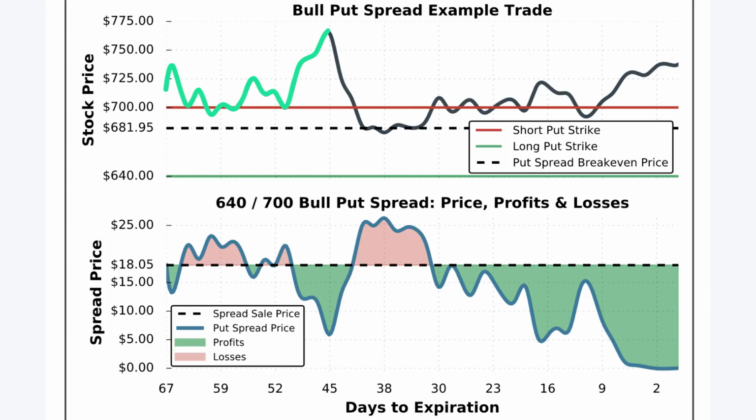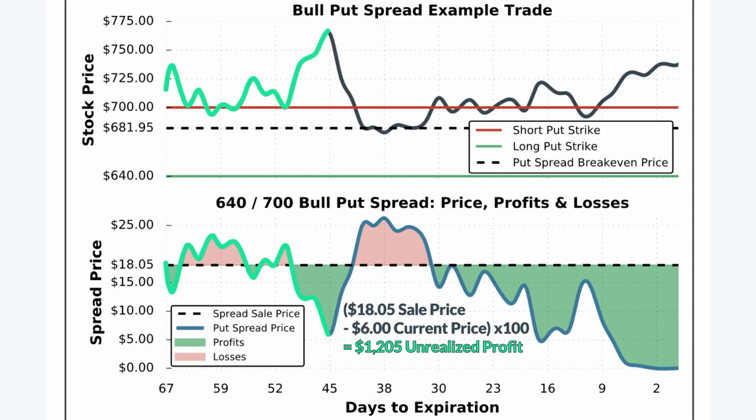Most notably, the stock price increased to a value of $775, at which point the spread had 45 days left until expiration. Because time had passed and the stock price was nearly $75 above the put spread strike prices, the put spread's value fell to about $6. With an initial sale price of $18.05, the spread's decrease to $6 represents an unrealized profit of $1,205 per spread. If the trader wanted to take that profit at that moment, they could buy back the spread for $6, in which case they would realize a profit of $1,205 per spread. But let's say the trader held the position through expiration.